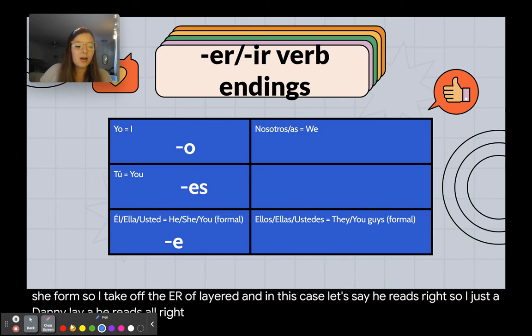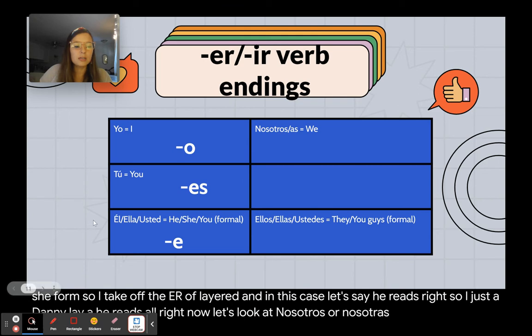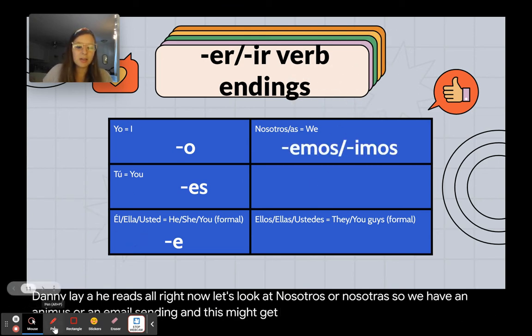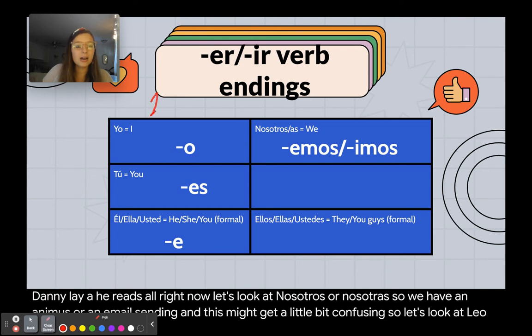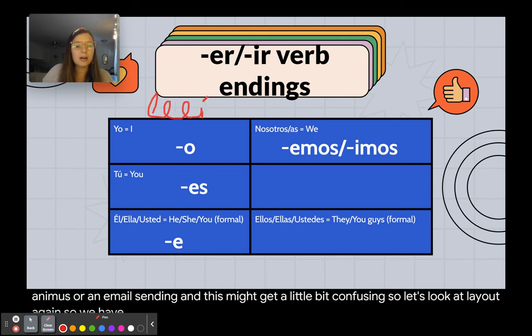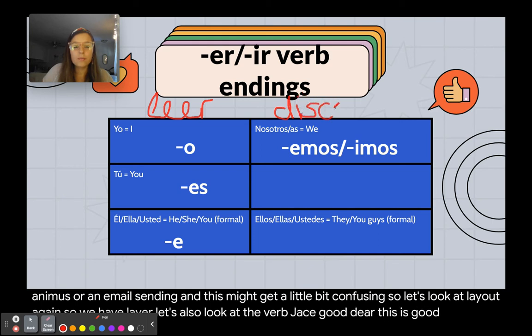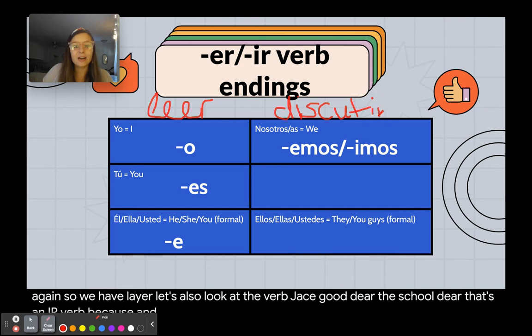All right, now let's look at nosotros or nosotras. So we have an emos or an imos ending, and this might get a little bit confusing. So let's look at leer again. So we have leer. Let's also look at the verb discutir. That's an IR verb because it ends in IR, yeah?